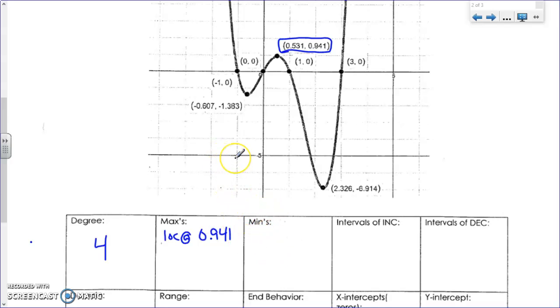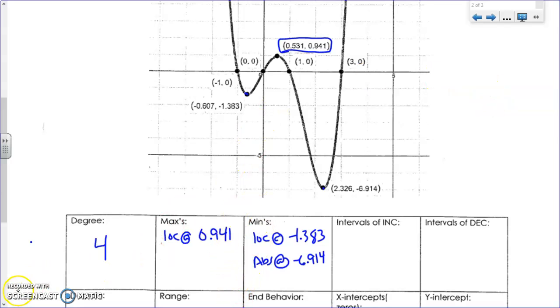All right. Is there a minimum? Yes, we have a minimum here and here. Okay, so there is a minimum. There is a local at negative 1.383. And then there is a max, a local, sorry, not a max, an absolute, that's what I tried to say, at negative 6.914. Does that make sense? Okay. I want you to label your intervals of increase and decrease and you to do the range.